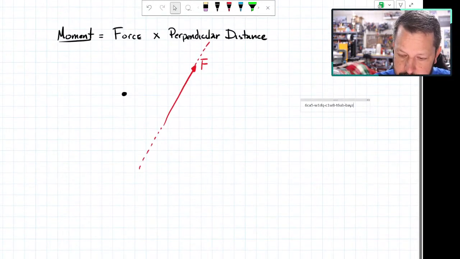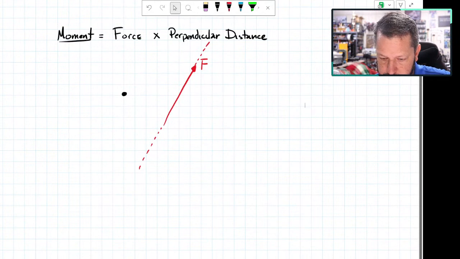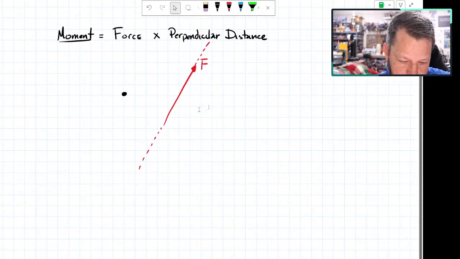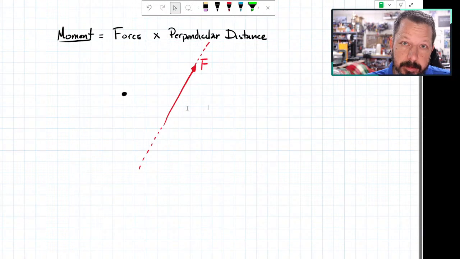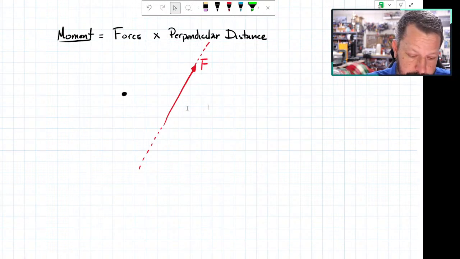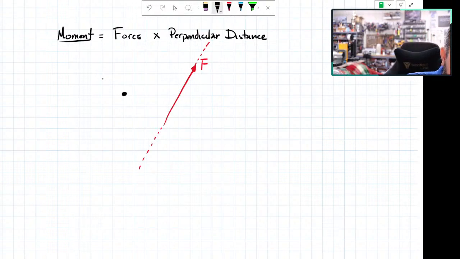Wow, that's sliding around on me. There we go. So the distance is going to be perpendicular to the line of action of the force. I've got this line of action, and it's going to go through this point I'm interested in. So this is the point of interest.